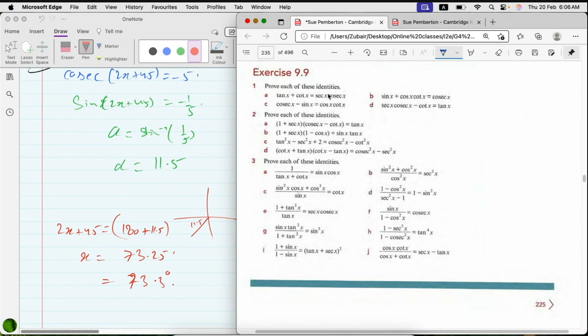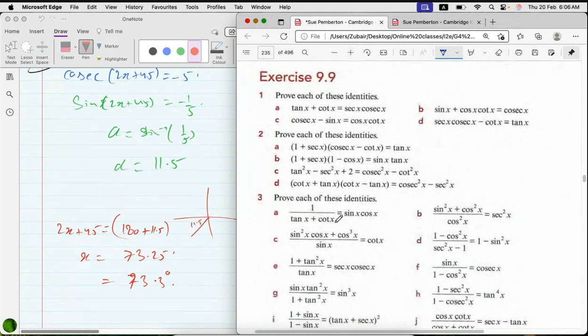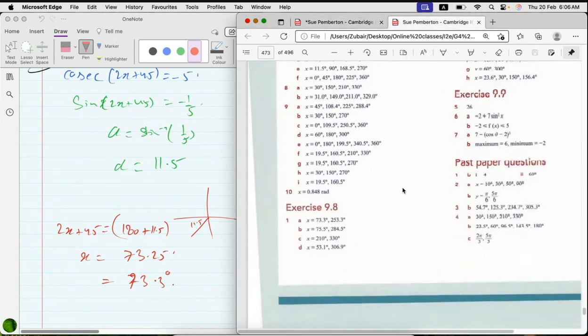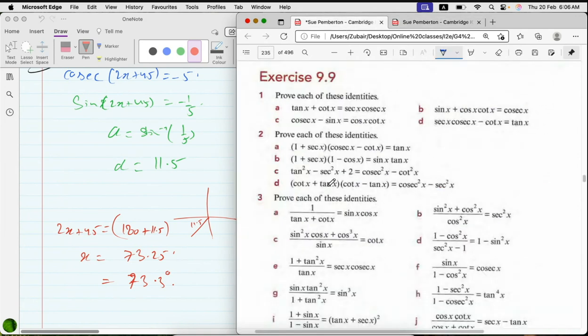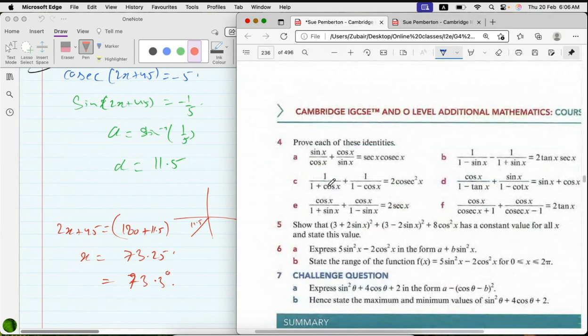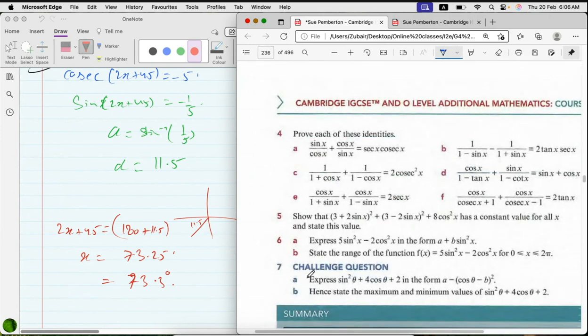Prove each of these identities. So that's just further practice. Exercise 9.9. Questions 5, 6, 7. Because these are identities, they won't be in the answer space. 5, 6, and 7 are questions for values.